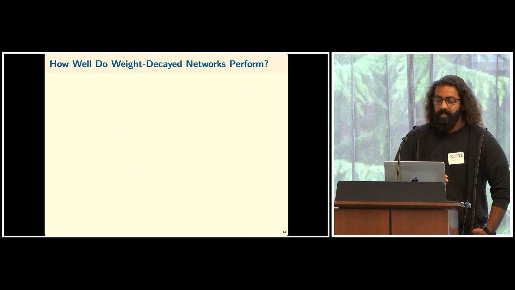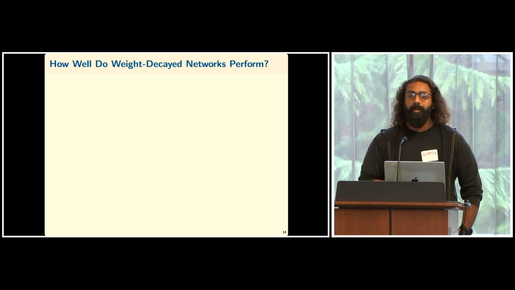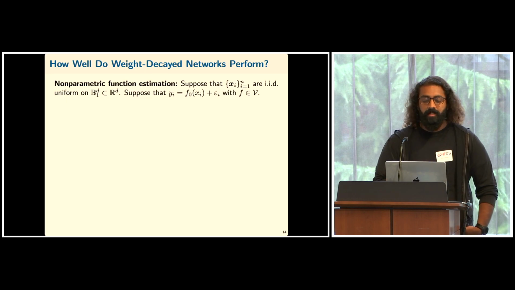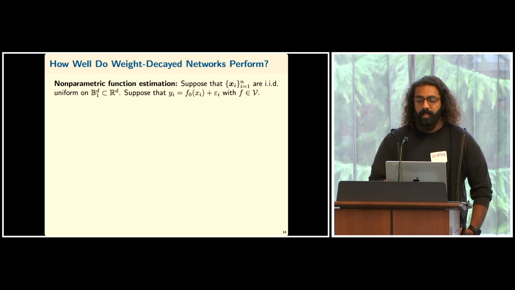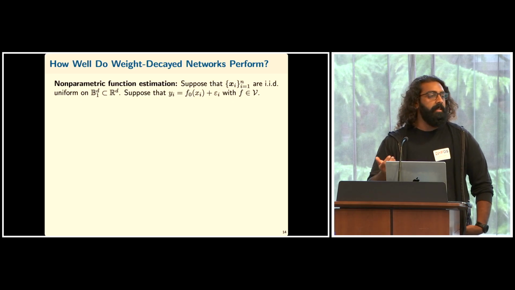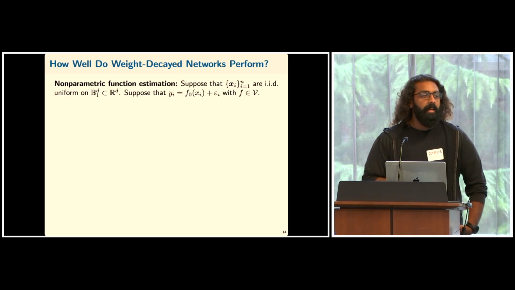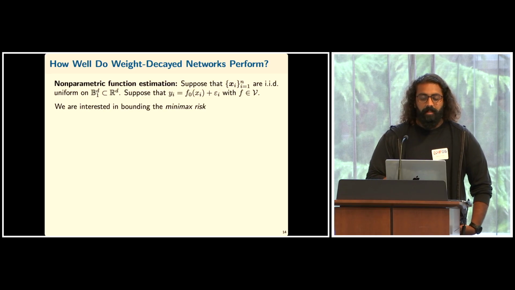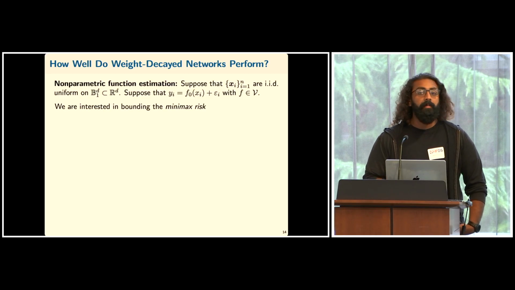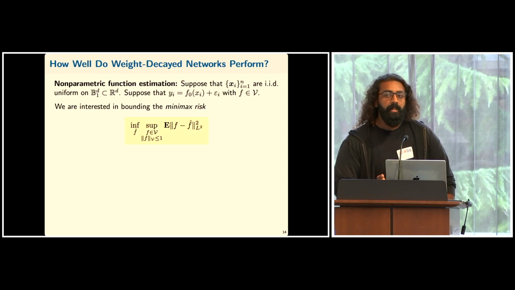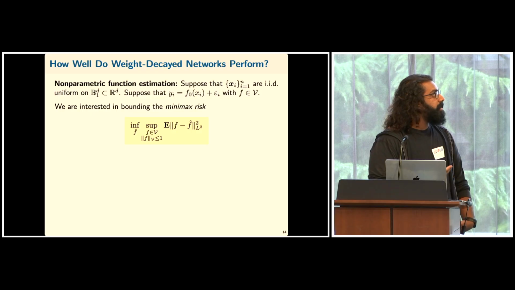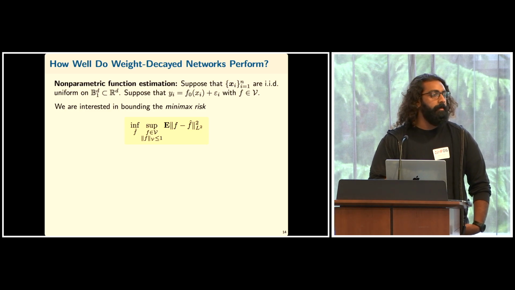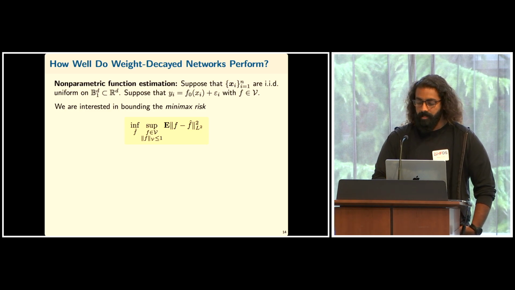Cool. Okay, so then you can ask, how well do weight decayed networks actually perform? One possible way to measure this is the non-parametric function estimation perspective. Suppose x is i.i.d. uniformly on the unit ball of R^d, and suppose we see y = f(x) + noise, where f lives in this variation space. In that case, you would be interested in bounding the minimax risk for this function class, meaning a quantity like this: an inf over all estimators of our data, a sup over our function class, of the mean squared error. So this is one way we can look at the performance of our neural network estimators.